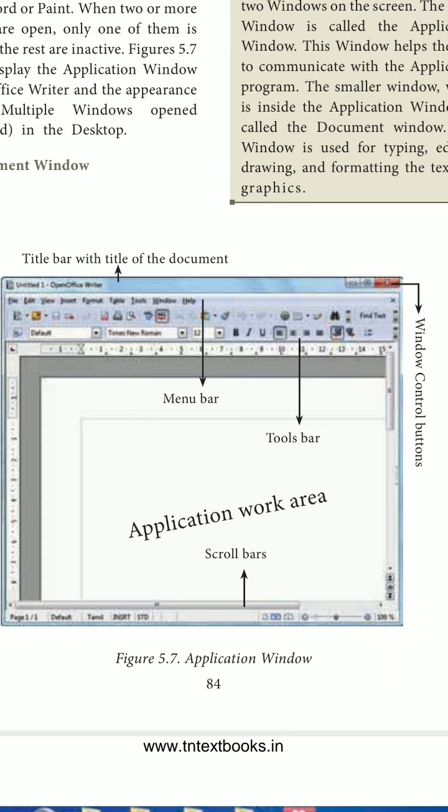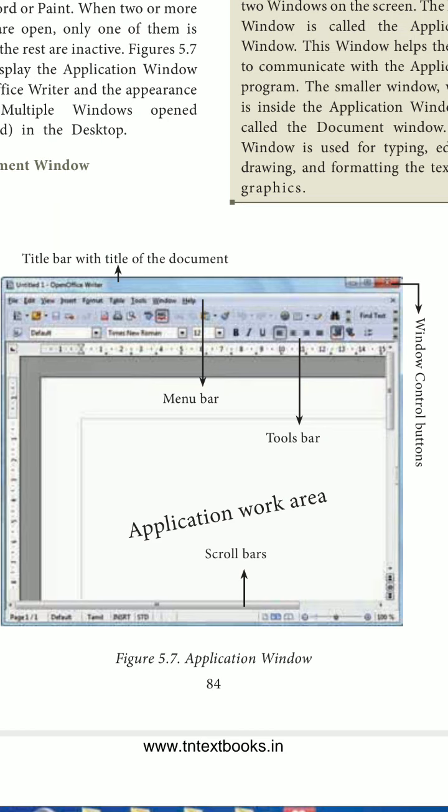After this menu bar you can see this toolbar. All the tools that are available in this window will be displayed in the toolbar. And after that you can see the work area, the application work area, and then you can see the scroll bars. And then at the end of the application window you can see the status bar. Which page you are working on, which language you are working in, how many pages there are, everything will be displayed in the status bar.